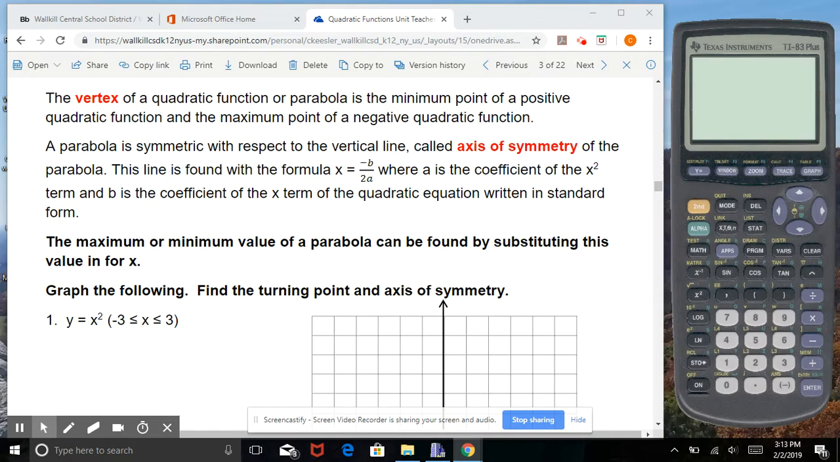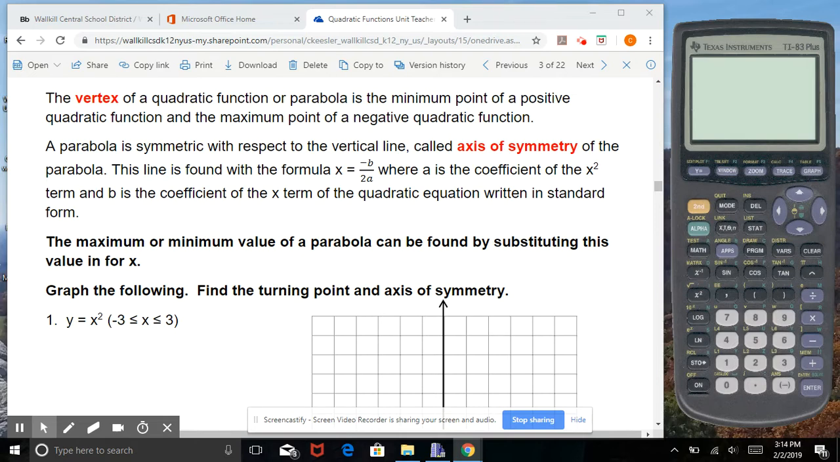You can find the maximum and minimum by plugging those a and b values into the formula and solving for x, but a lot of the time it's not necessary to use the formula at all because it's very easy to see the axis of symmetry right from the graph. So that's what we're going to practice with more today.